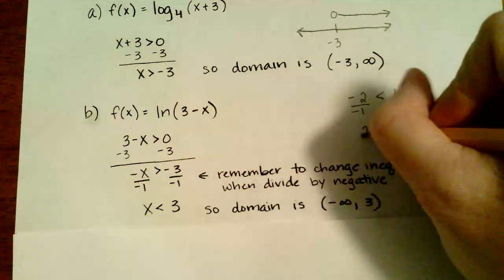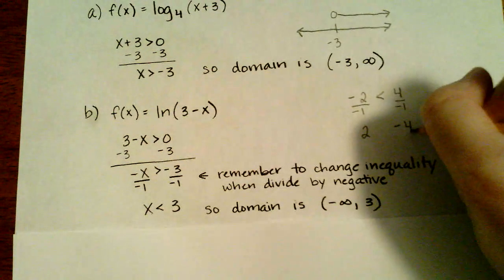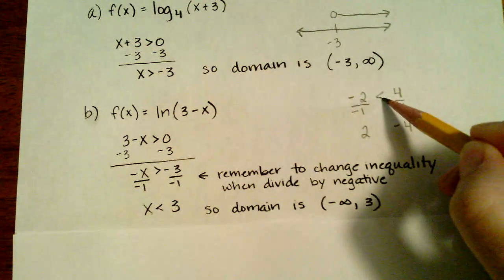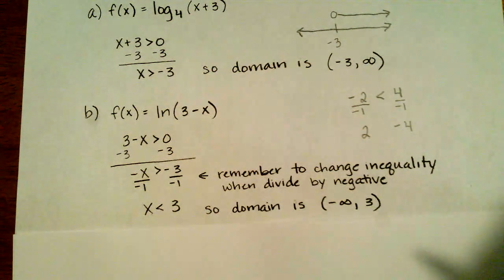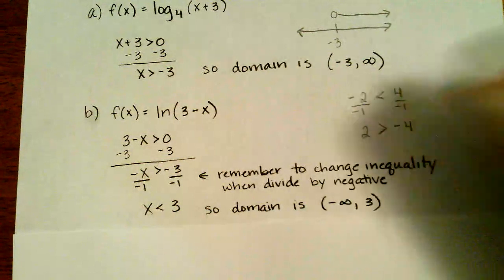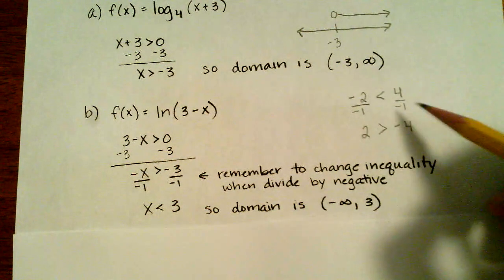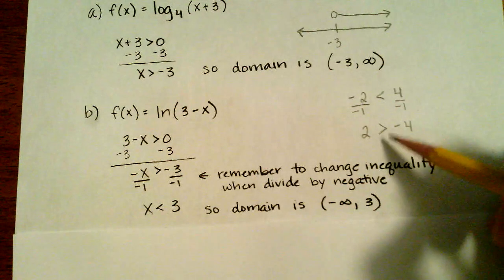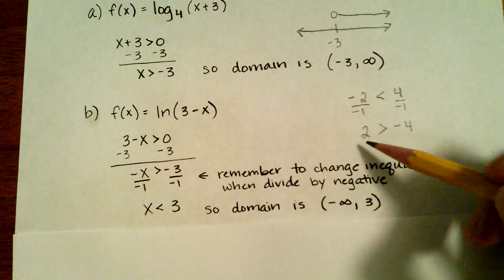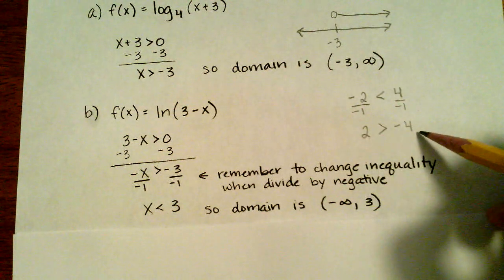Okay, we get 2 and we get negative 4. Is 2 still less than negative 4? No, 2 is greater than negative 4. So anytime that you multiply or divide by a negative, you need to change the inequality to make sure that you're keeping a true statement.